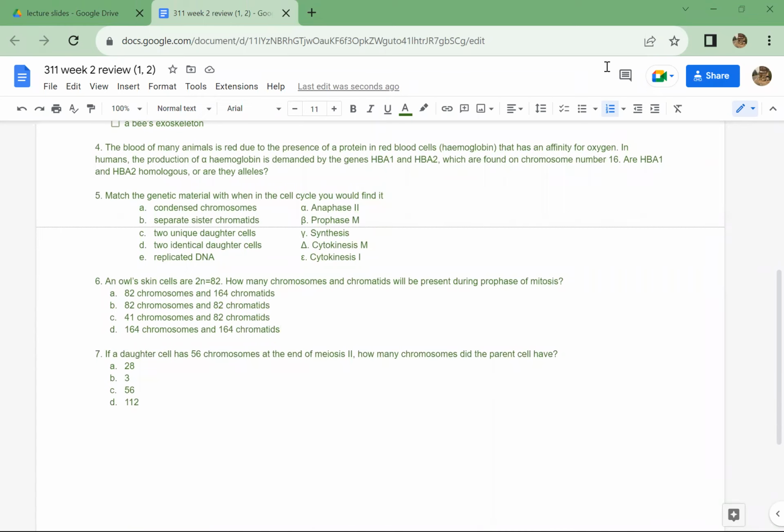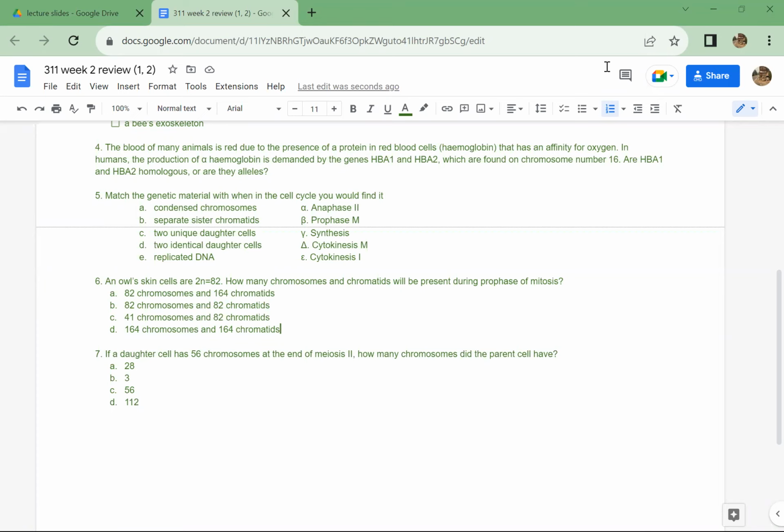Moving on. The blood of many animals is red due to the presence of a protein in red blood cells that has an affinity for oxygen. In humans, the production of alpha hemoglobin, being that protein, is demanded by the genes HbA1 and HbA2, which are found on chromosome number 16.